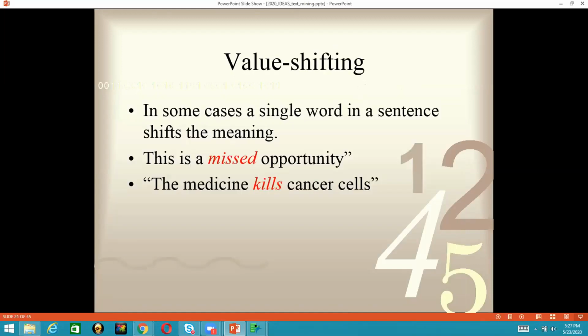Okay, value shifting. In some cases, a single word in a sentence shifts the meaning. For example, "this is a missed opportunity," or "the medicine kills cancer cells." So you need to have the AI system take the whole sentence into account.